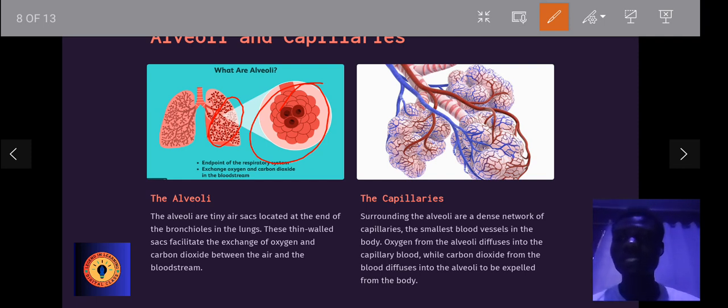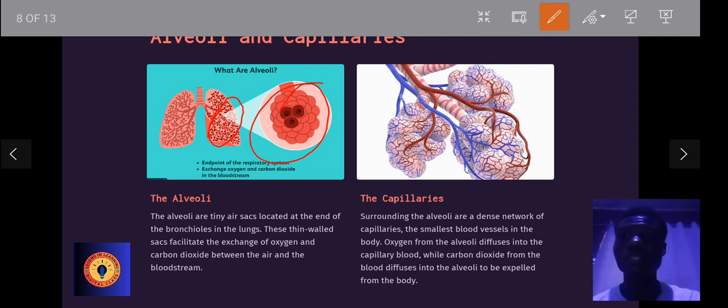They are thin walled, so it allows them to diffuse air into the lungs, which is then carried into the blood, for us to have oxygen in our blood, which is called oxygenated blood. It exchanges oxygen and carbon dioxide between the air and the bloodstream.